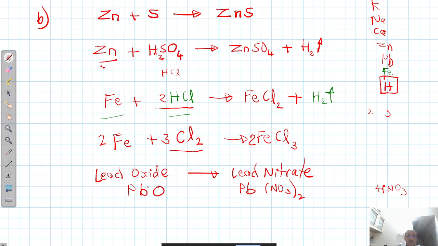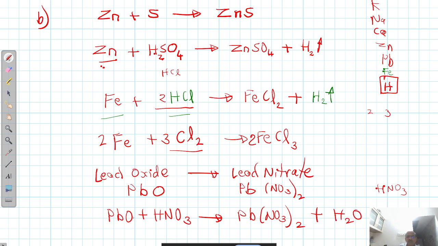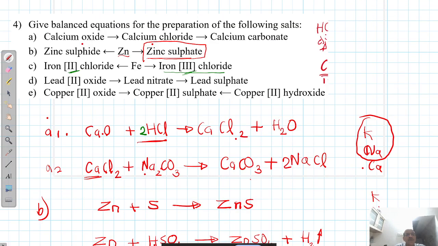So now from PbO, how to make Pb(NO3)2? Very simple. PbO plus HNO3 will give you Pb(NO3)2 plus what? The remaining is H and O, so you get H2O. Now NO3 is 2 and H is 2, so you put 2 here, so it gets equated. Getting my point? Right.